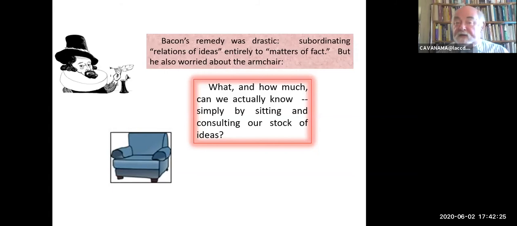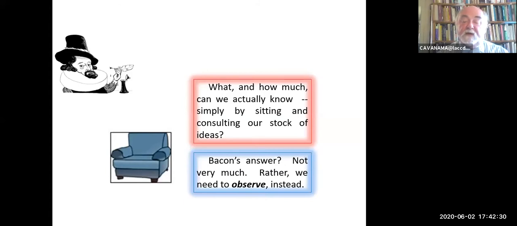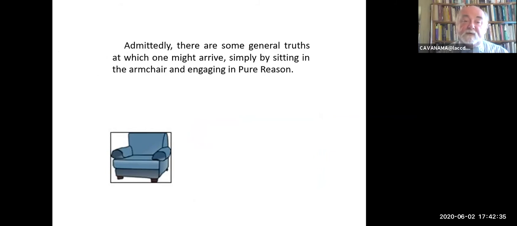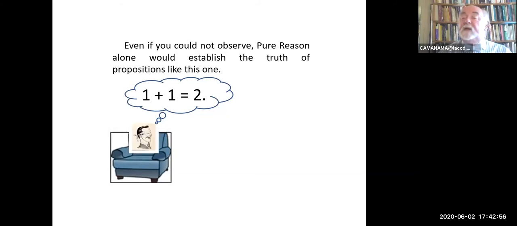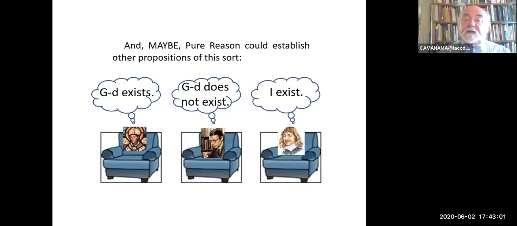And he also worried about the armchair. You know, how much can we actually know by sitting in the armchair and consulting our existing stock of ideas? Bacon's answer is not very much. We need some observations. We need some new input from observations. Now, you might say, okay, there are some general truths that we could get from an armchair. You know, for example, 1 + 1 = 2. You don't have to have any experience to figure that out. I mean, you don't inductively learn that from putting the blocks together in elementary school. If you don't grasp that idea, the blocks make no sense in the first place. And you could do this blindfolded, sitting in your armchair. And possibly you could get some other things too. I mean, St.